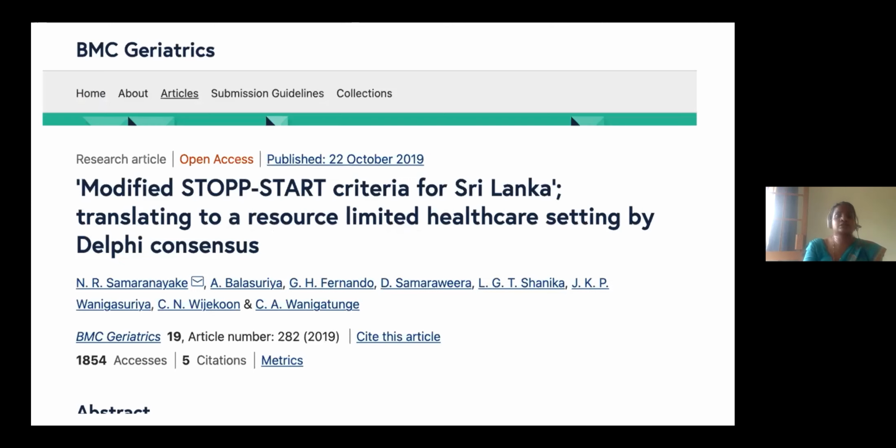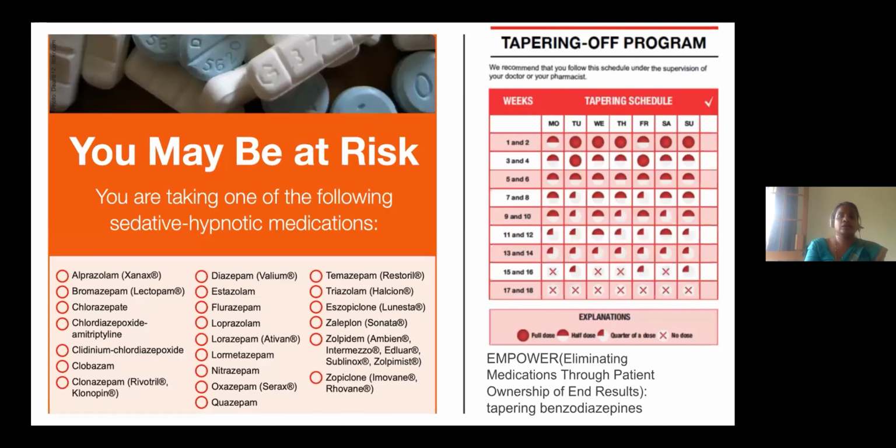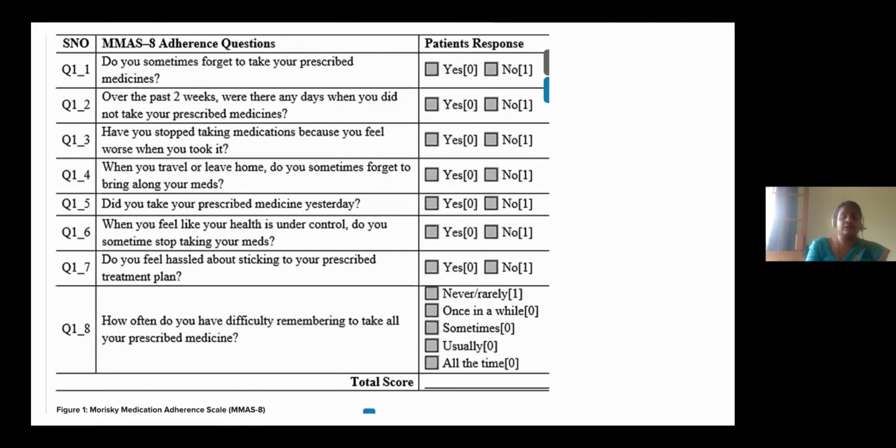And we have the luxury of using modified STOPP/START criteria for Sri Lanka, translated to a resource-limited healthcare setting by Delphi consensus, produced by our leading pharmacologists. This is the EMPOWER benzodiazepine tapering-off regimen picture. And this is the Morisky medication adherence scale tool, which is easy to use.